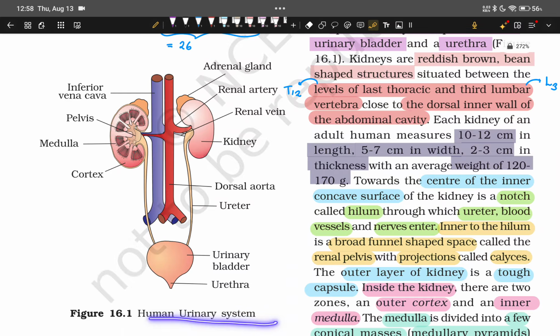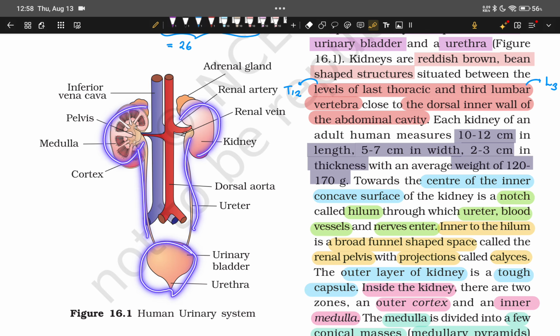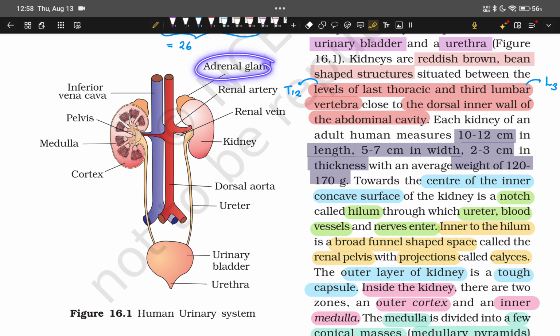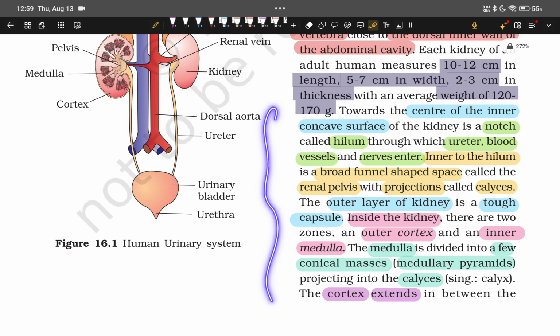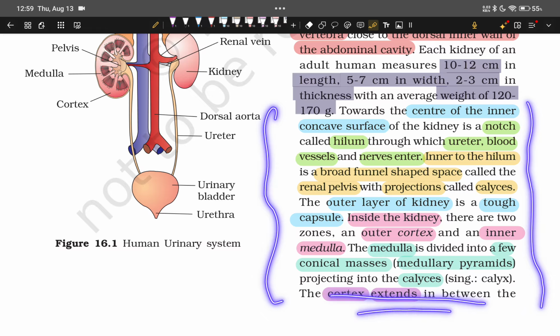And this is the human urinary system. First of all, we have 2 kidneys, a pair of kidneys, 2 ureters, a pair of ureters, then you have the urinary bladder, and lastly you have the urethra. One more thing to note here is that we have the adrenal gland on top of each kidney, so they are also known as caps of the kidney because they sit like a cap on the kidney, right? I hope you understood.